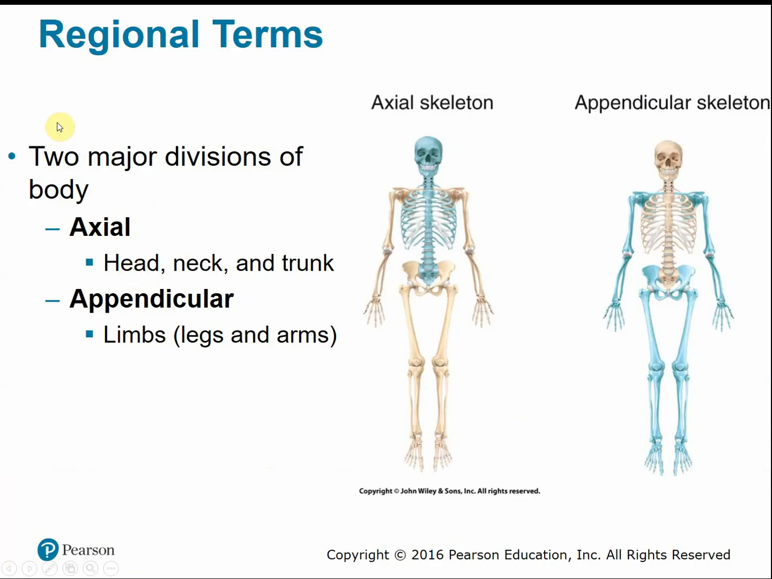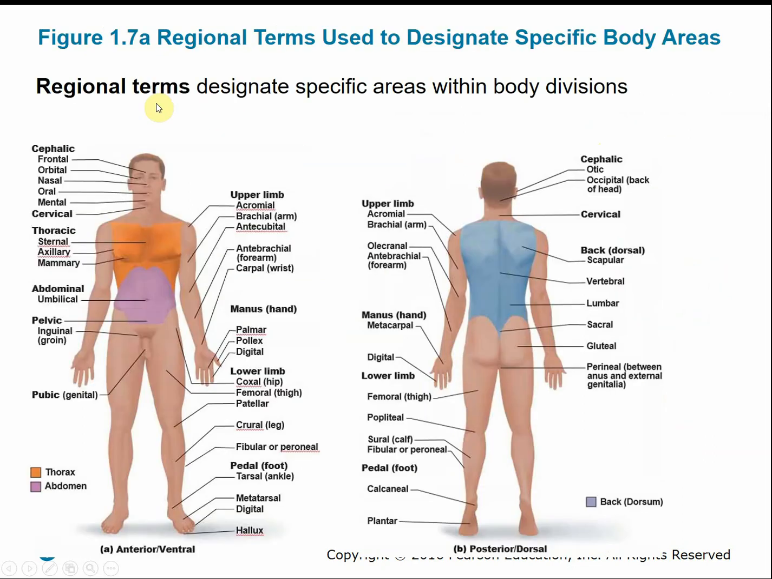Looking at regional terms, there are two major divisions of the body. So we have the axial skeleton, which is the axis or the center line of the body. So the head, the neck, and the trunk is the axial skeleton. The appendicular skeleton are your appendages, right? So the arms and the legs. Regional terms are used to designate specific areas within different body divisions. So pretty much every area of the body has its own special name. So we can pinpoint and be precise when we're referring to different body regions.